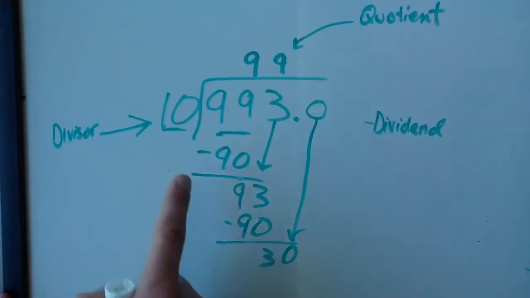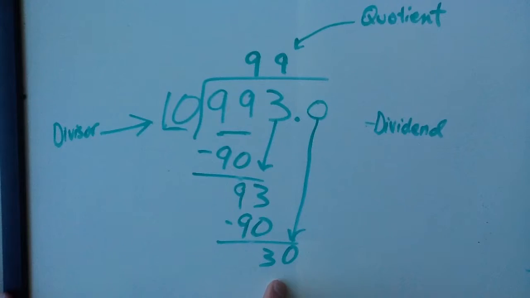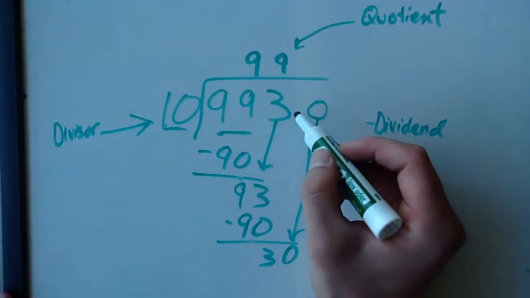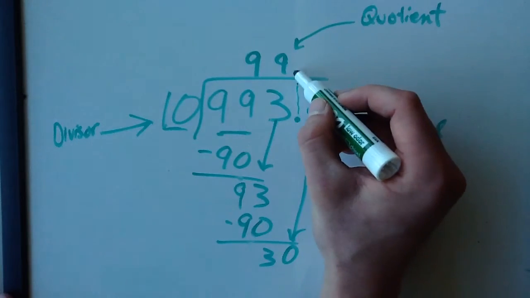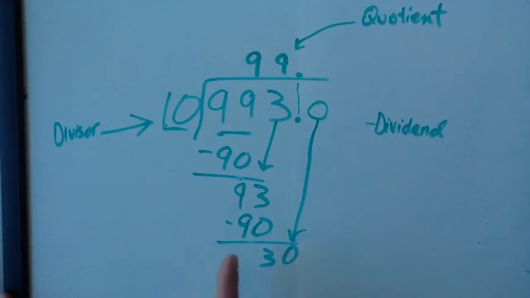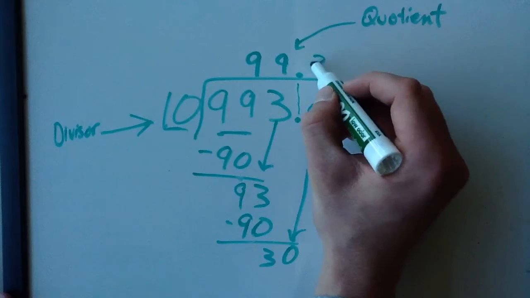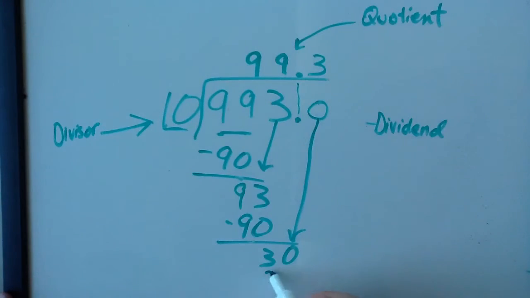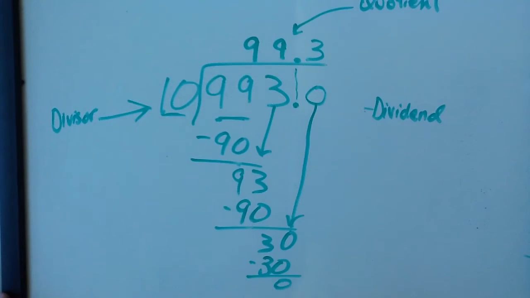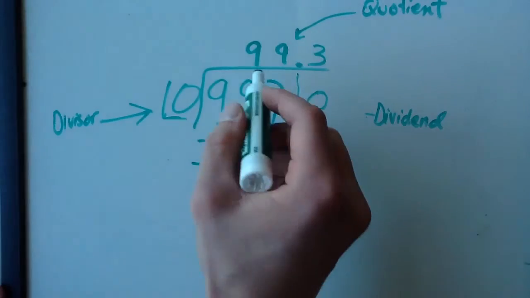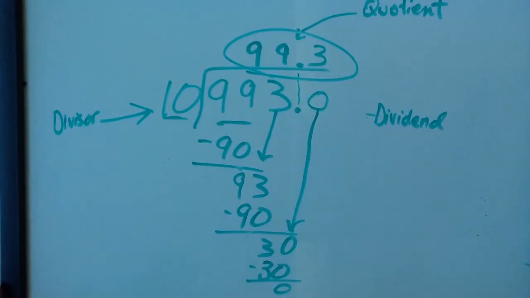So now I ask myself, can 10 go into 30? Yes, it can. It can 3 times. Now be careful here. My decimal is right here. My decimal goes directly above where that decimal is at. It's right there. And so 10 goes into 30 3 times. 3 times 10 is 30. And you would subtract and get a remainder of 0. Since your remainder is 0, you know you're done dividing. And your answer would be 99.3, which you read as 99 3/10.